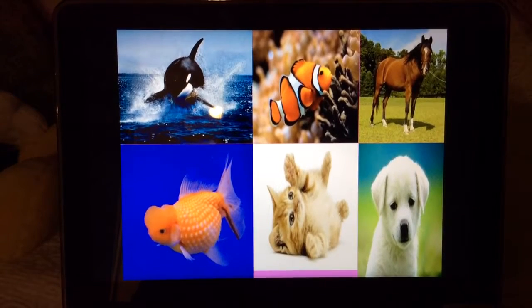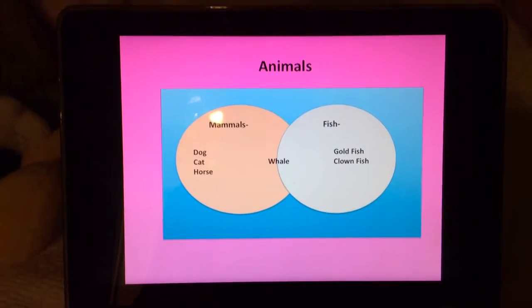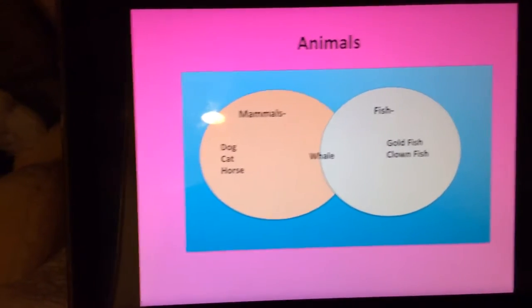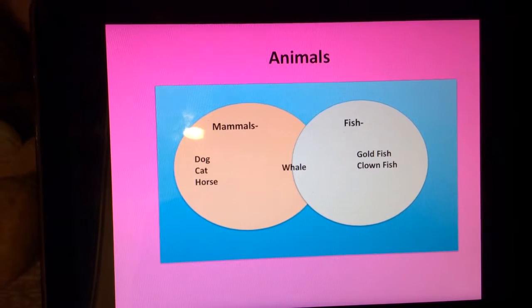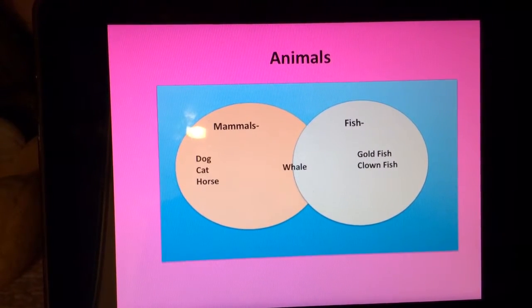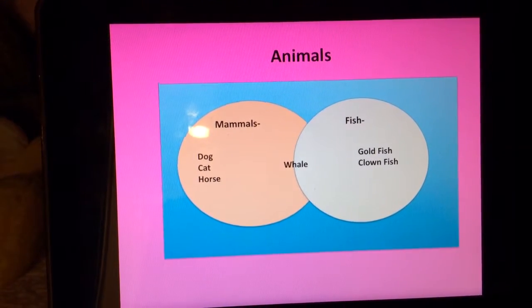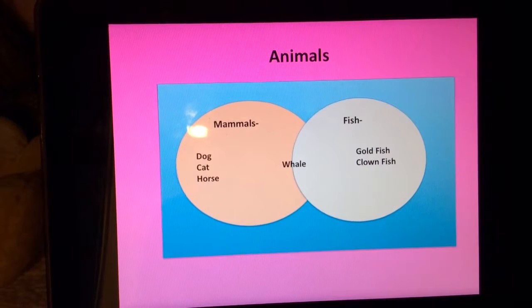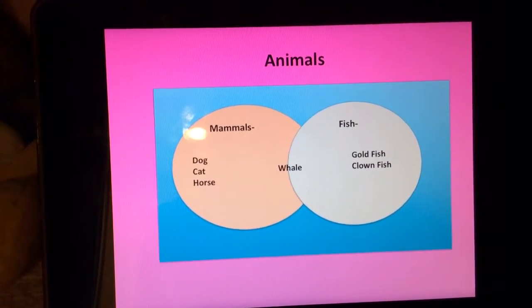Now we're going to separate them into a Venn diagram of stuff they have in common and stuff they don't have in common. So they're all animals, as you can see. Then we categorize them as mammals and fish. The mammals were the dog, cat, and horse. The fish were the goldfish and the clownfish. The two circles are intersecting, and you have whale in the middle because a whale is also a mammal and a fish.